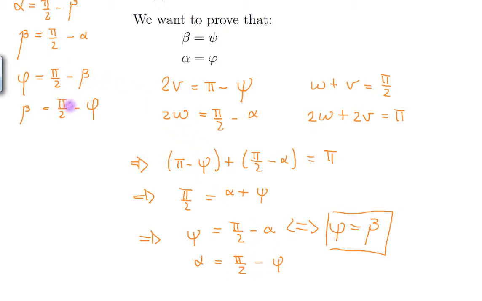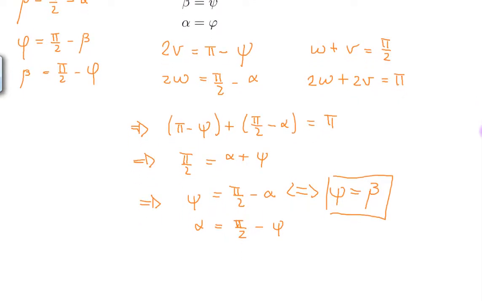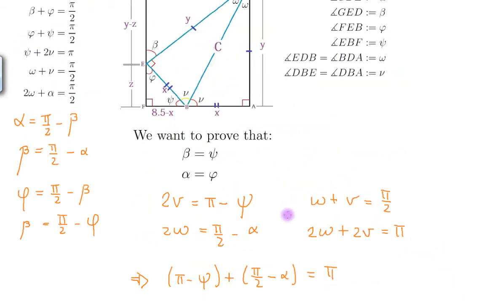Well, we know from this one that pi over 2 minus beta equals phi, but we already proved that C equals beta. So we can just straight substitute that into that equation. So we have alpha equals pi over 2 minus beta, which is what? Well, pi over 2 minus beta is phi. So we have that alpha equals phi, which was our second condition that we wanted to prove.